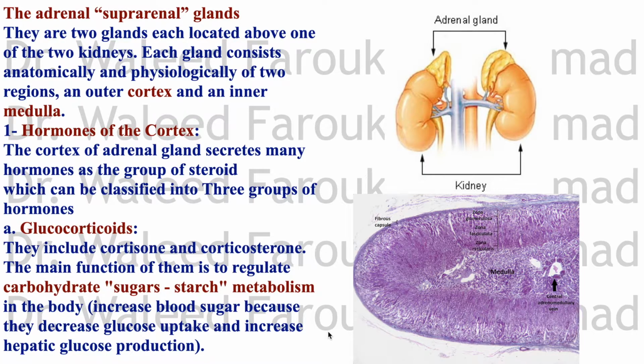بيقللوا ان التيشوز تاخد الجلوكوز فيفضل الجلوكوز في الدم فيزيد مستواه, and also increase hepatic glucose production, وكمان بتخلي الكبد يعمل جلوكوز. فازاي الجلوكوكورتيكويدز بتزود الجلوكوز؟ انها بتقلل الابتيك بتاعه وكمان بتزود انتاجه من الكبد. That's why it increases the blood sugar.